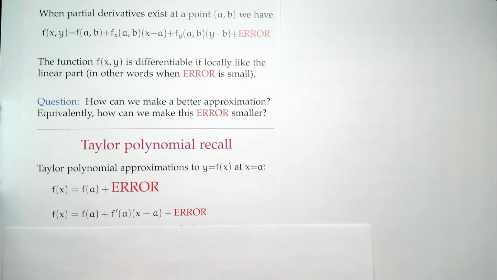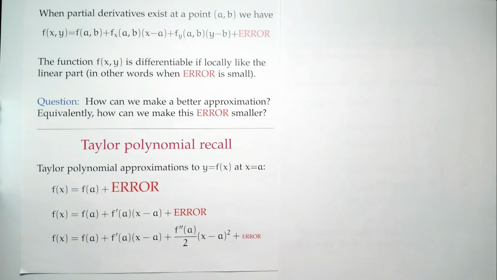And then we said, hey, there's this thing called a tangent line. So that's f of a plus f prime of a times x minus a. And now you'll notice the error has gotten smaller because we better approximate. We now have a better approximation to what the function is doing, and so we get better error control.